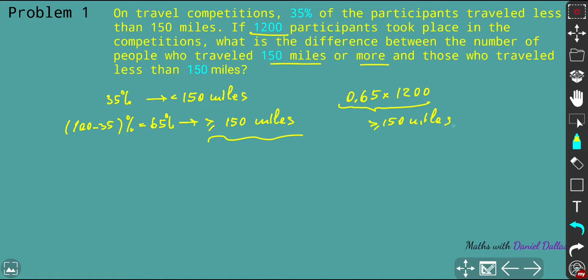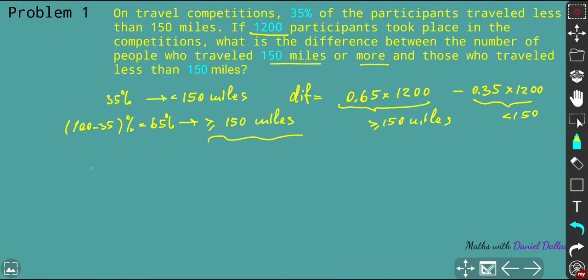So that number will represent the number of participants who traveled 150 miles or more. Okay, and you want to find the difference from the rest of the people who travel less than 150. So less than 150 is 35% as the rest. So I would recommend doing the same: 35% times 1,200. And that's going to be the rest, less than 150 miles. Okay, so that's the difference, and that's the primary question here.